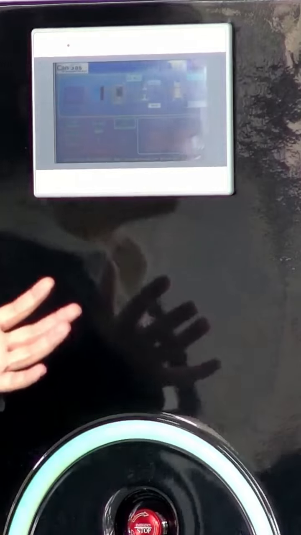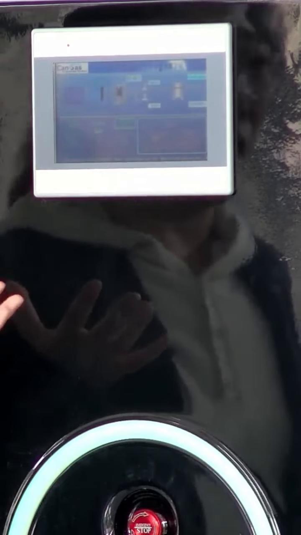Okay, and it has different trends. For example, the flow rate, the purity, the temperature, and the alarm. You can see the trend of our system's working trend.